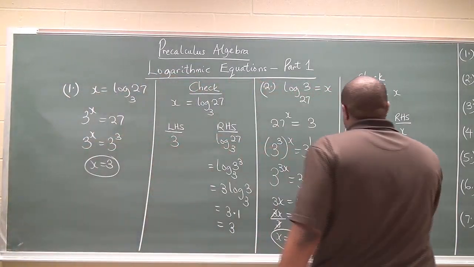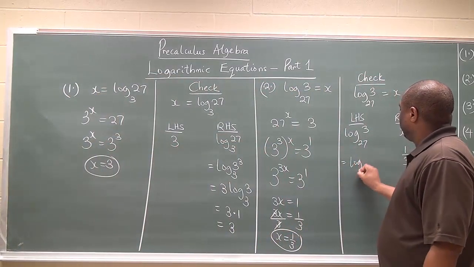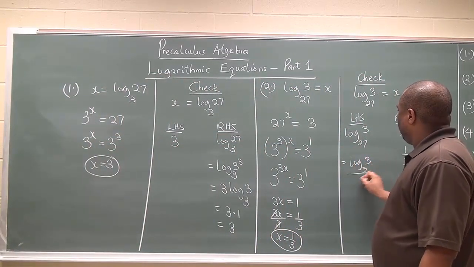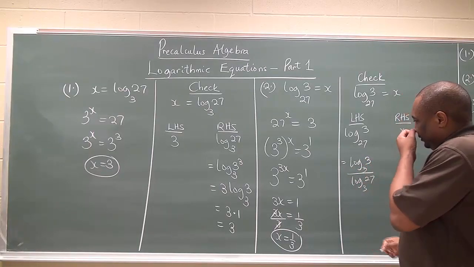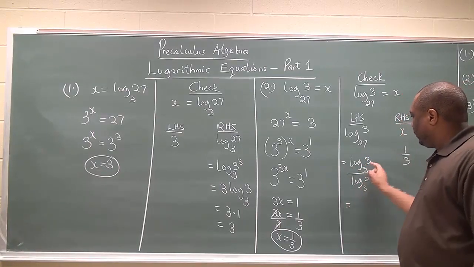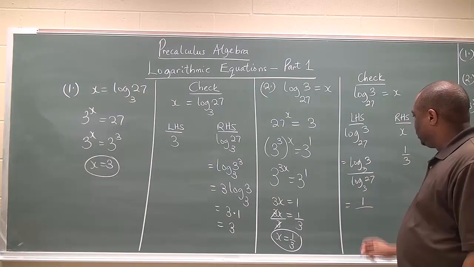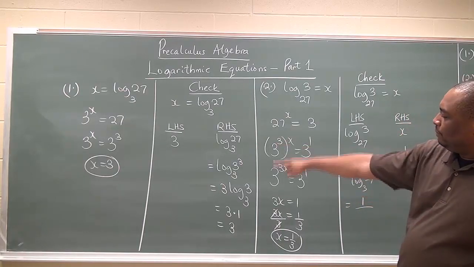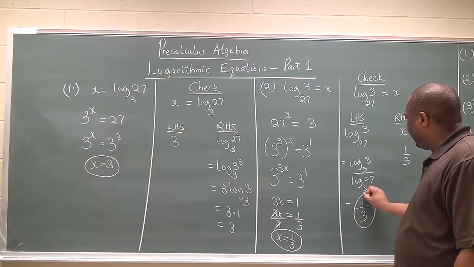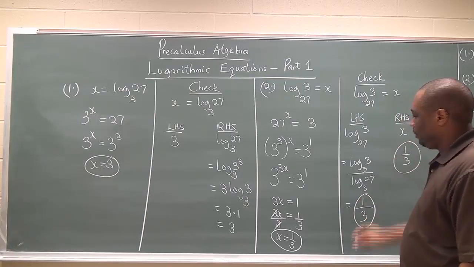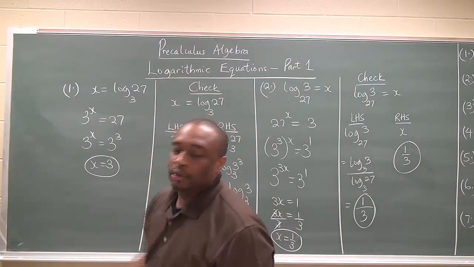And if we do that, this will be equal to log 3 base 3 all over log 27 base 3. So log 3 base 3 is 1 all over log 27 base 3. We already found it here to be 3. So we have 1 over 3 on our left, 1 over 3 on our right. We can jump.